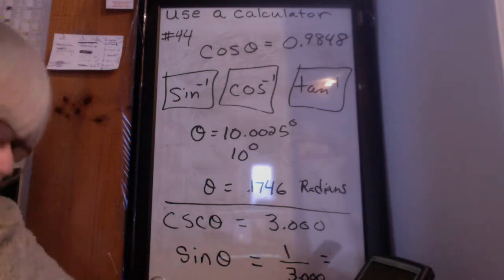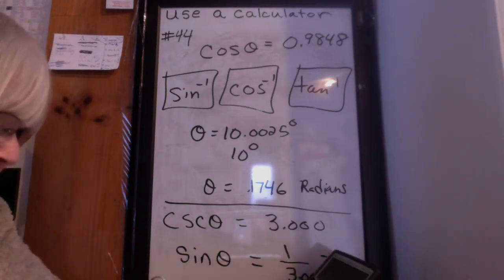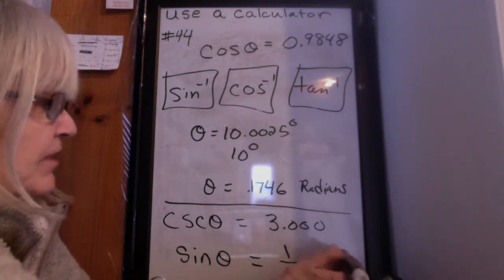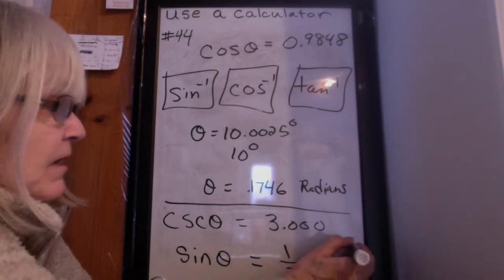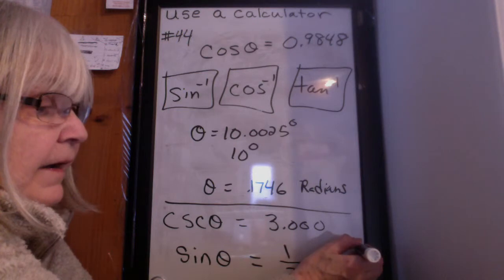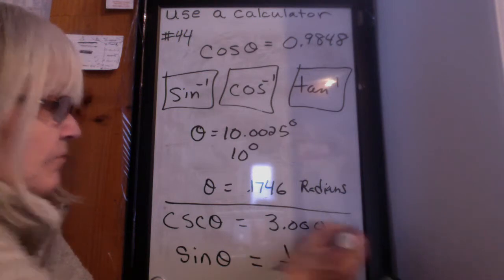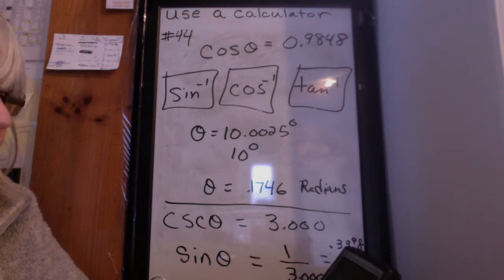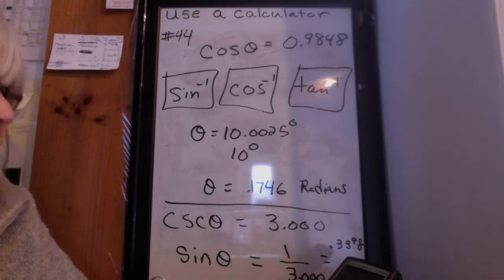I get the degree in radians, and did I want radians? No, I didn't. I wanted degrees. Well, I didn't change my calculator, so it's 0.3398 in radians. Let's check it out in degrees. So let's change my mode. Let's go back to degrees, enter.